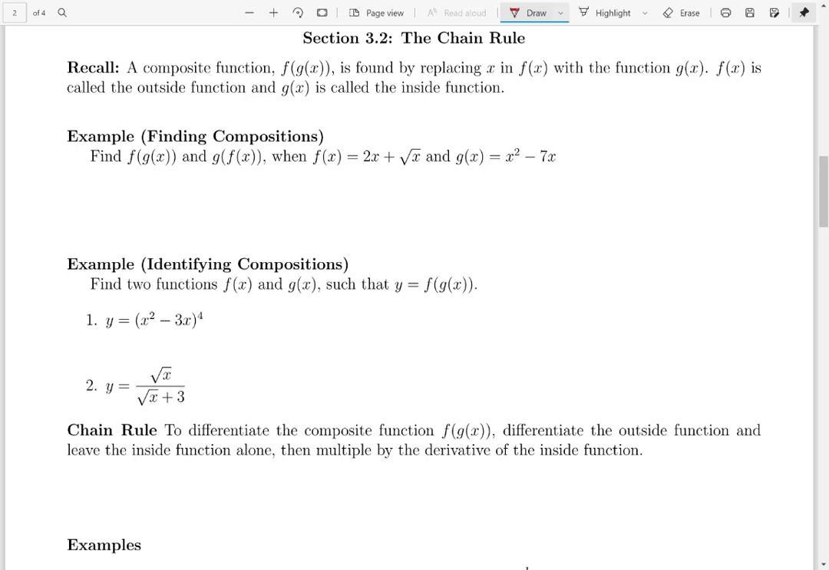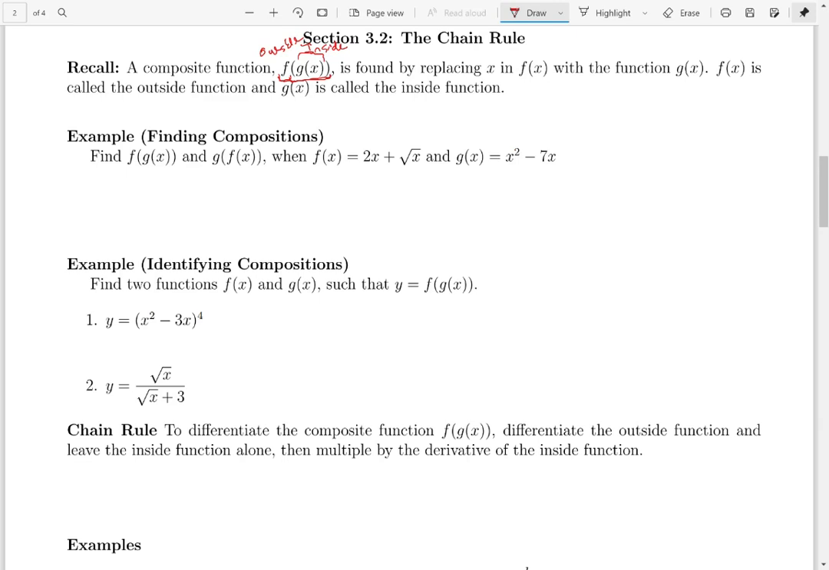We're going to say that one of the functions is the inside function and one of them is the outside function. The one inside the parentheses is the inside, and the one on the very outside, so f here, is the outside function. So we have to realize there's an inside and an outside. Alright, so first let's remember how to compose functions.